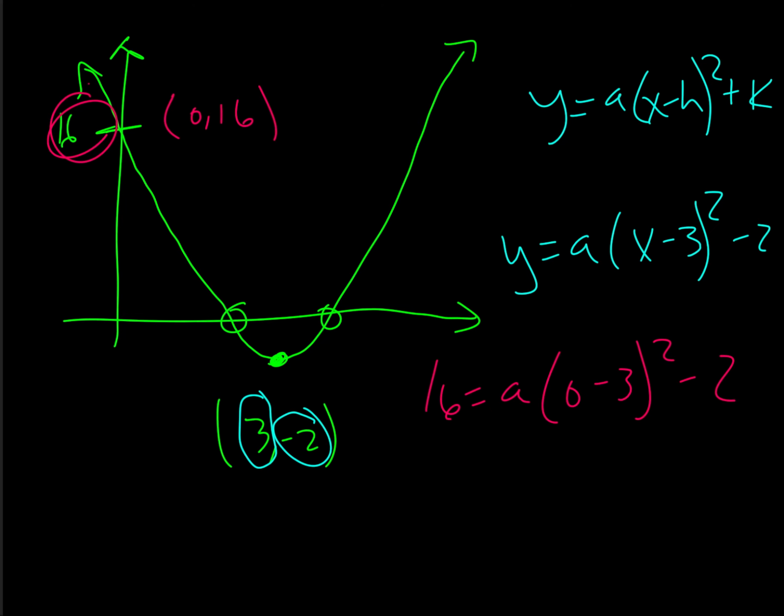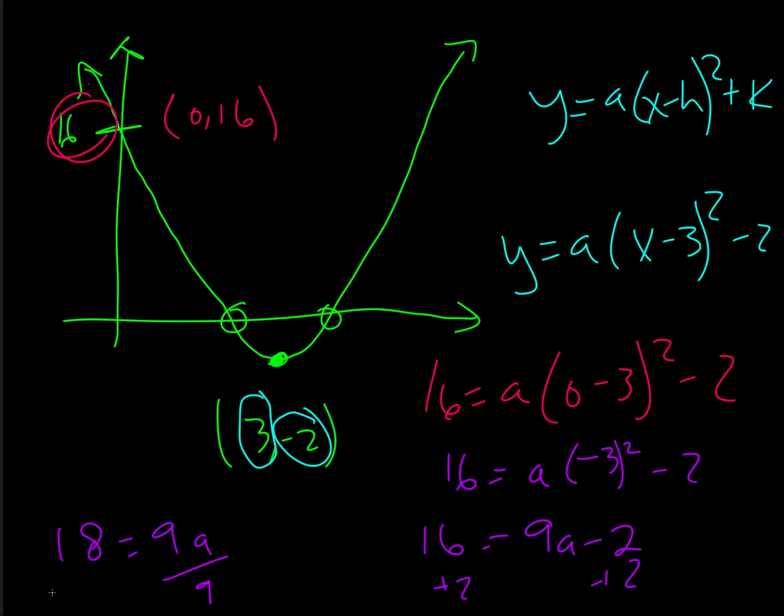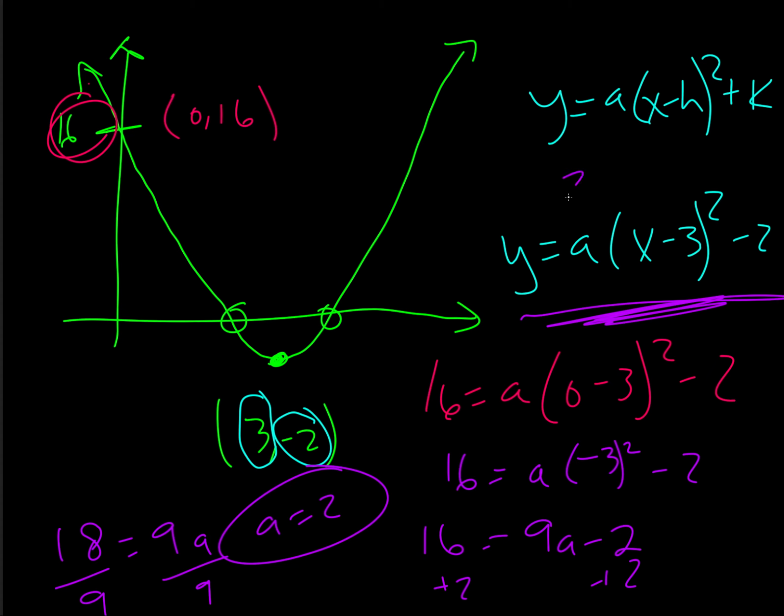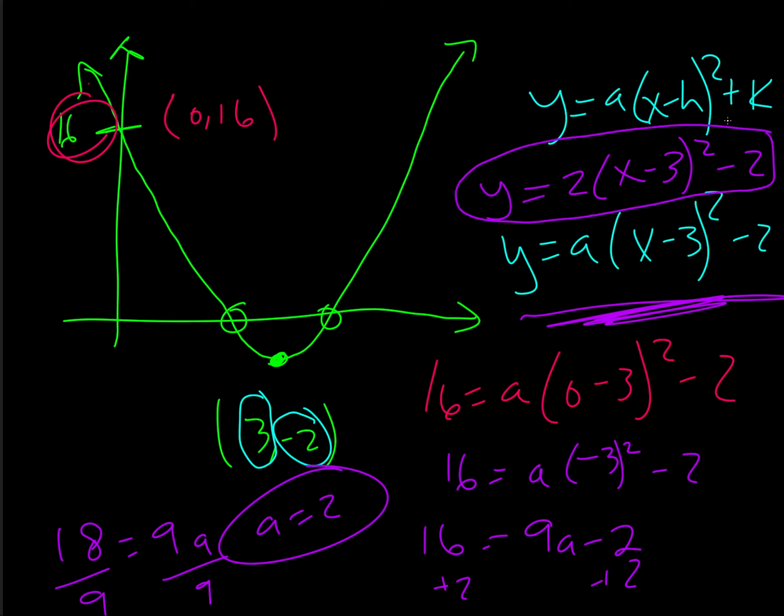Okay, now we just need to solve for a to figure out what we have. So this is going to be negative 3 squared, still got our a. Okay, negative 3 squared is going to be 9. And so this is 9a minus 2. And we add 2, so we get 18 equals 9a, divided by 9. And so a equals 2. That seems to be showing up a lot. Okay, so now we come back to this. We just plug in a 2 for our a. And that is the equation of that green graph.